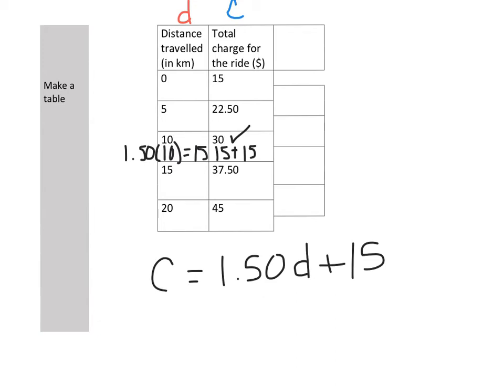The initial value, or the fixed cost of $15, happens when the distance traveled is 0 kilometers. So this is a very important entry in my table. When the independent variable is set equal to 0, the dependent variable is going to be the initial value.